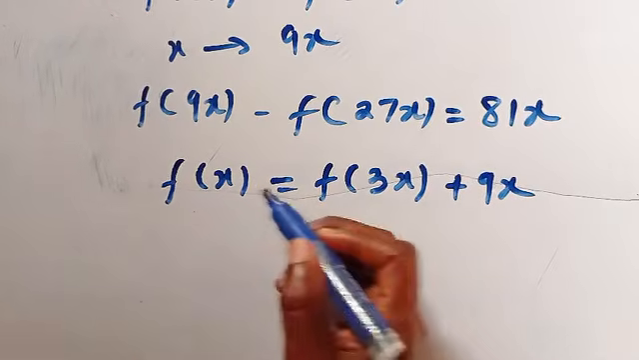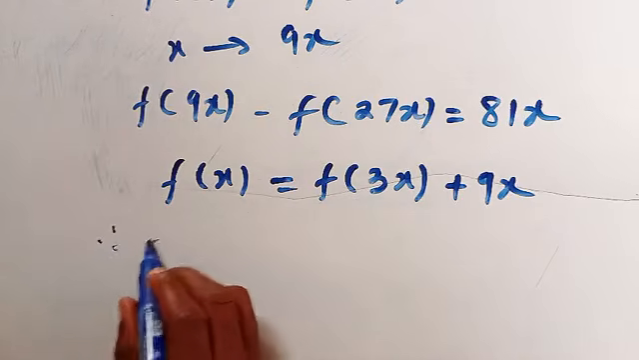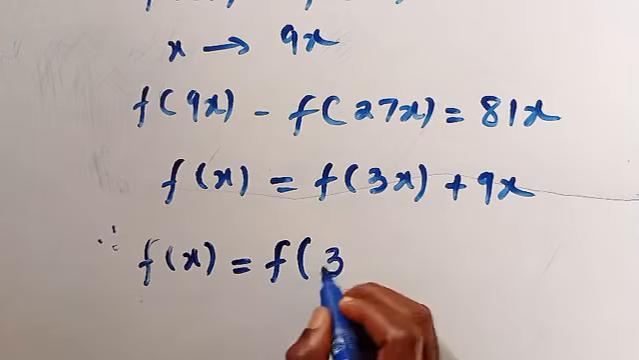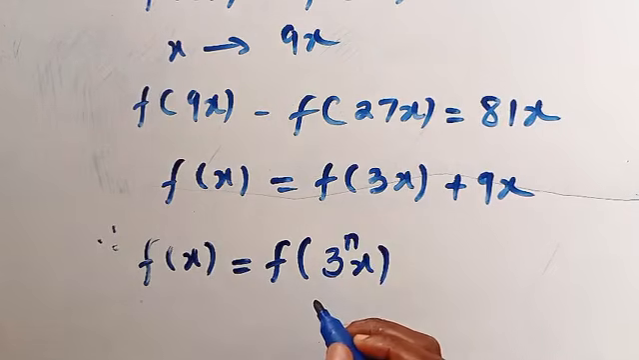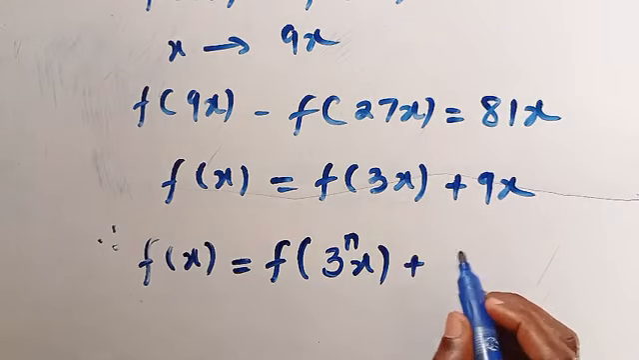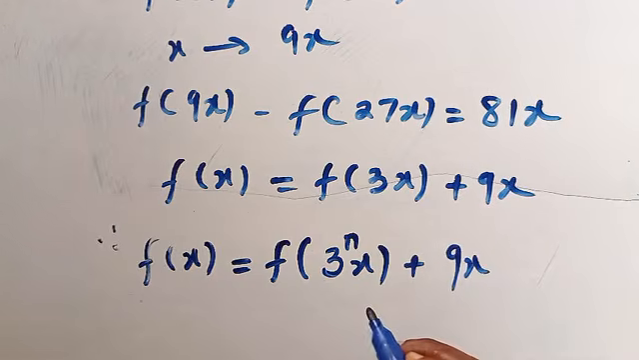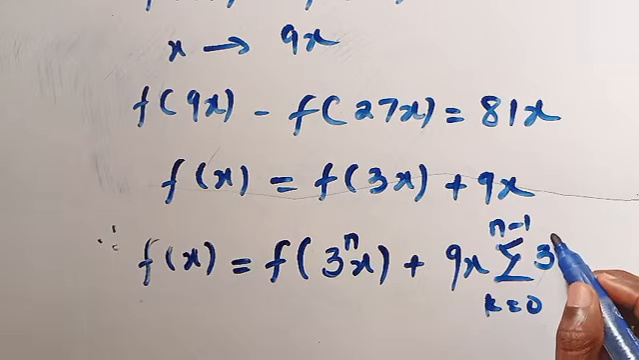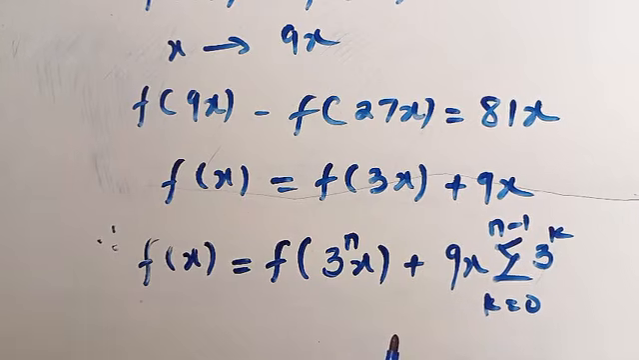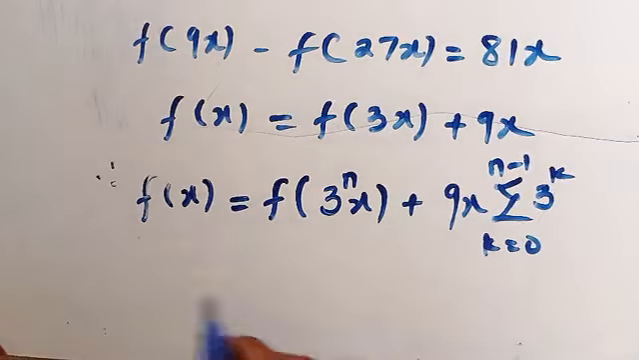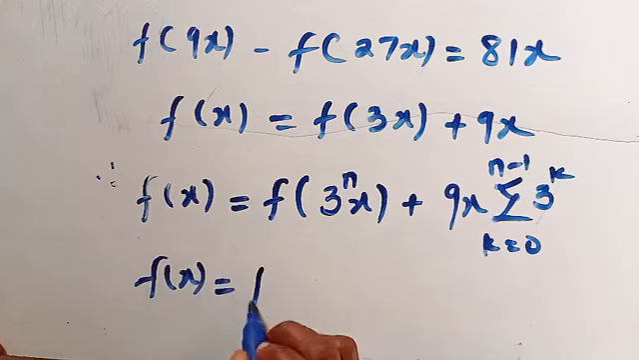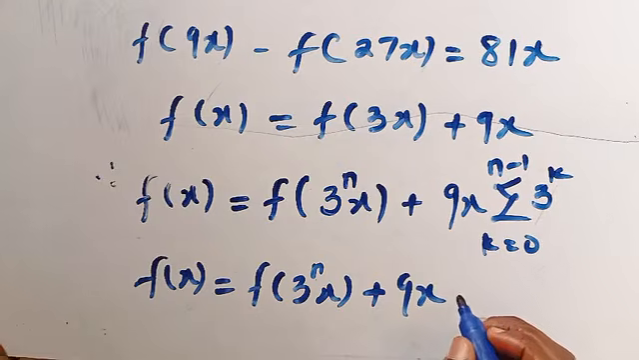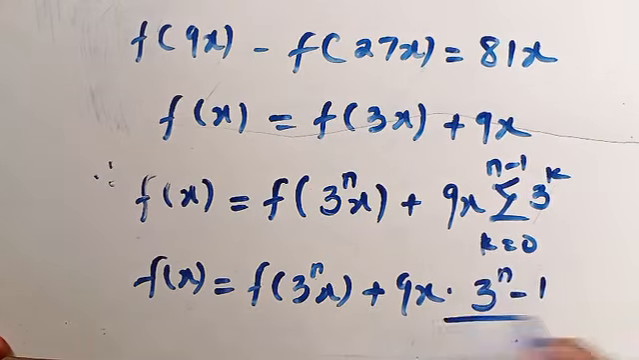It's very simple. If this keeps going like that, we are going to have it in a general form as f of x equals f of 3 raised to power n x, where n is an integer, plus 9x times the summation of k equals 0 to n minus 1 of 3 raised to power k. This will be the general term. We can also leave it as simple as f of x equals f of 3 raised to power n x plus 9x times 3 raised to power n minus 1, divided by 2.